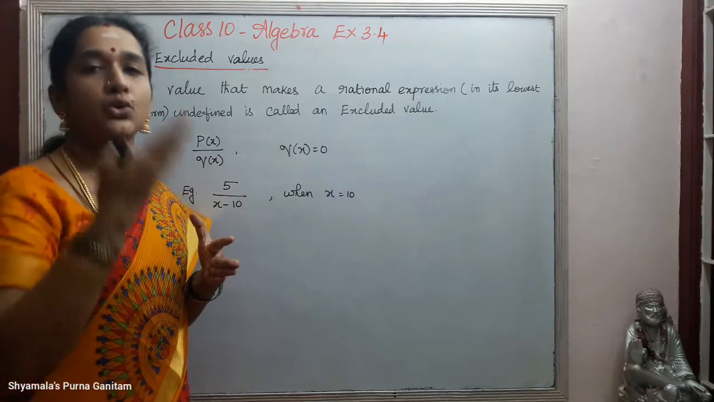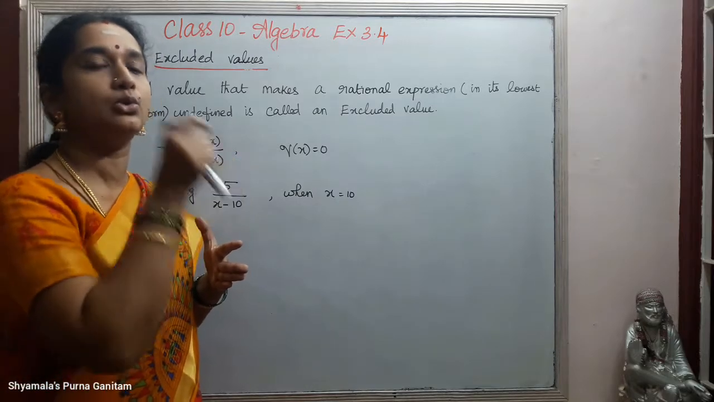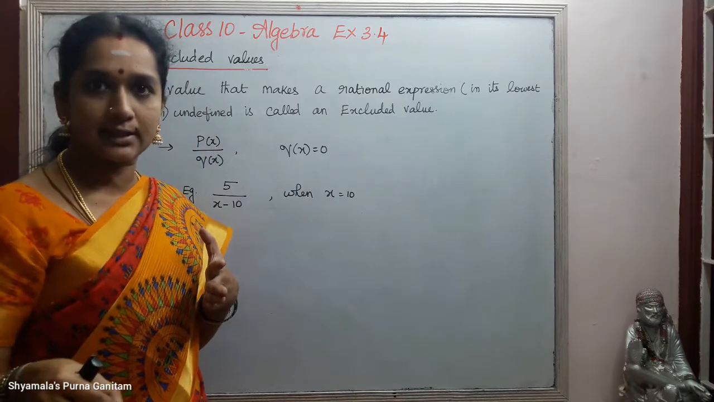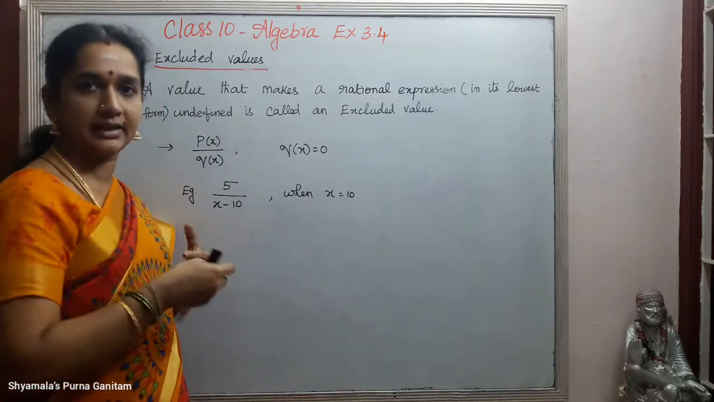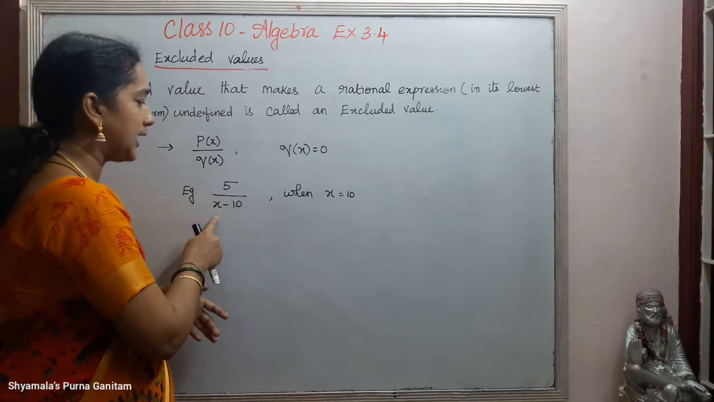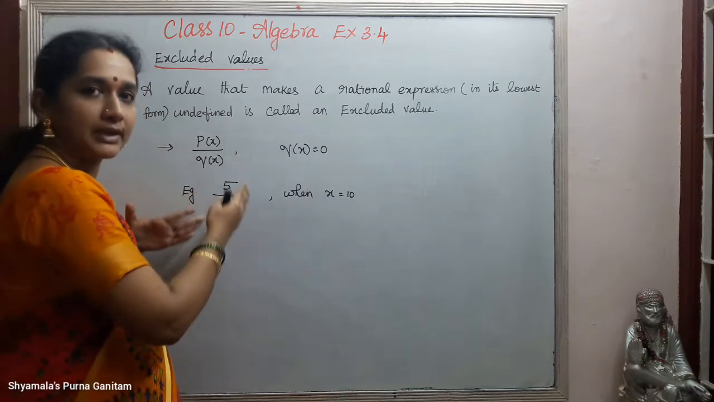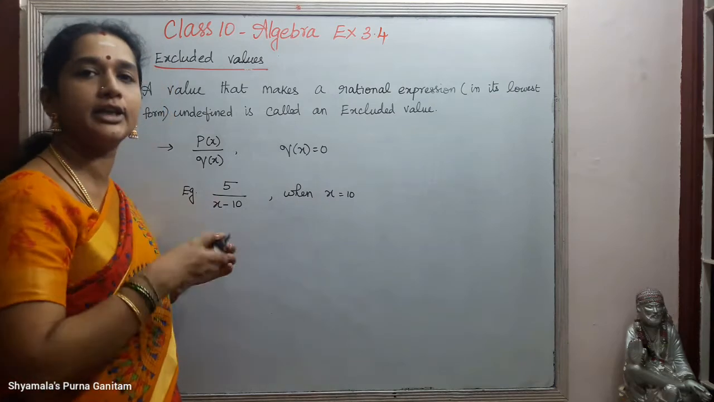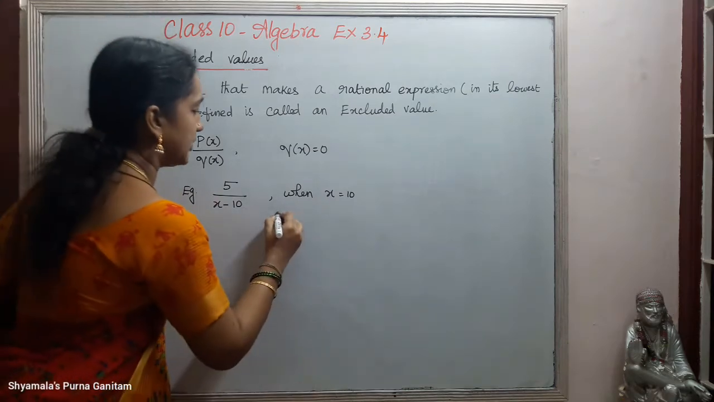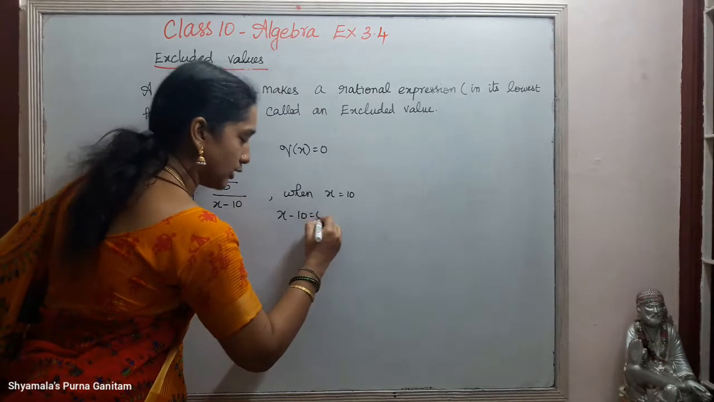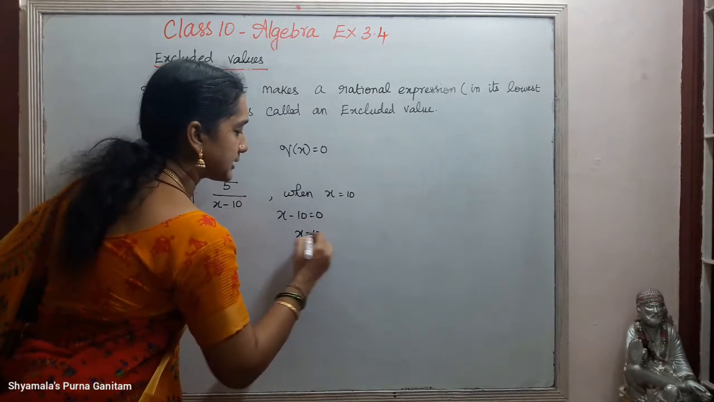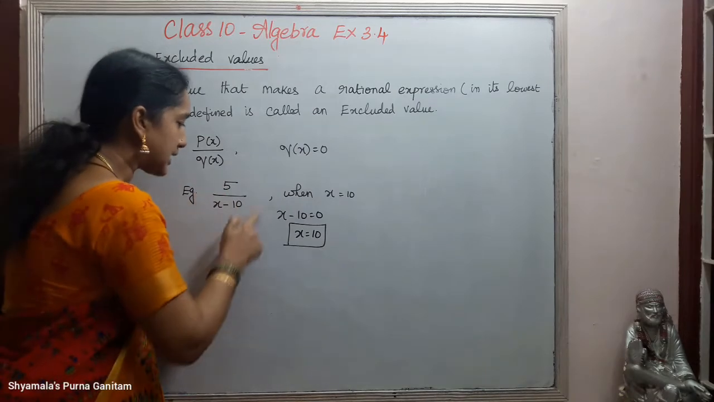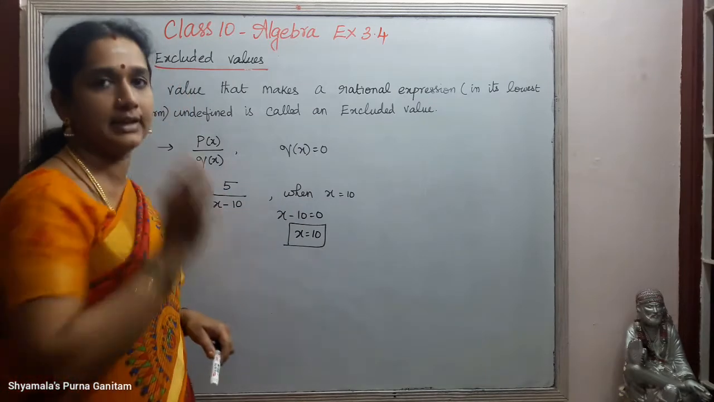If we equate it to 0, whatever x value we get has to be excluded. For example, 5 by x minus 10. We have to take the denominator and equate it to 0. The denominator is x minus 10. If we equate x minus 10 to 0, we get x is equal to 10. So the excluded value of this rational expression is 10.